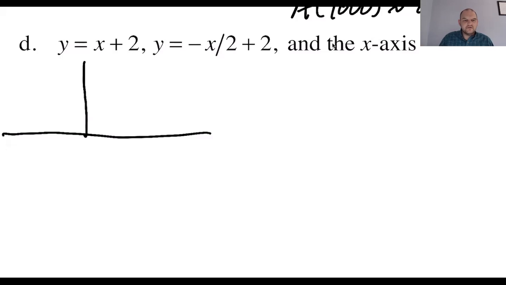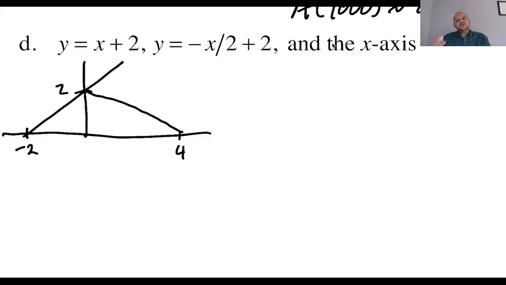All right, so x plus 2, so -2 there. So this will be 2. And then 2 minus x over 2. So when x equals 4, that's going to be 0. And we get another line. All right. So here's the problem.